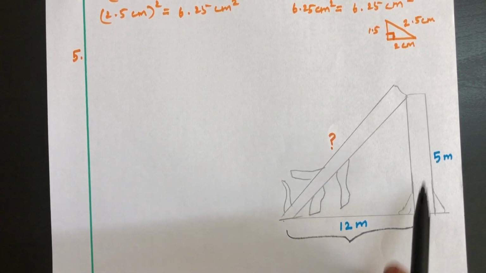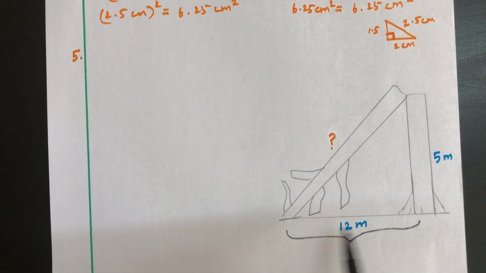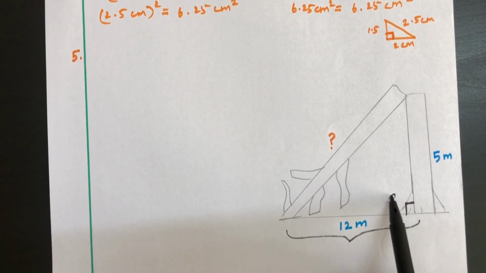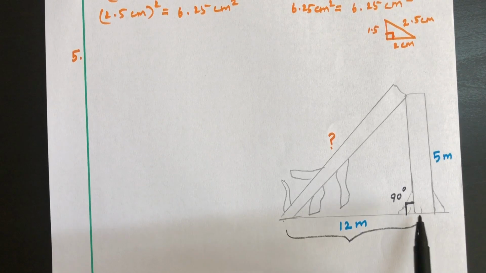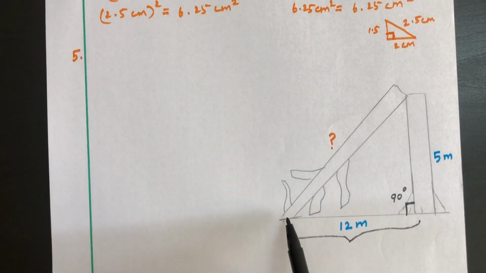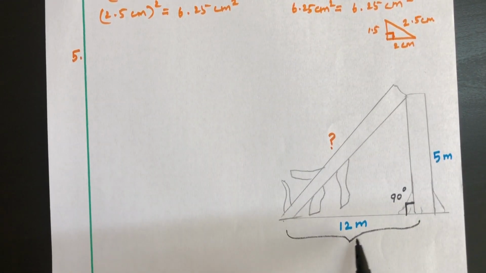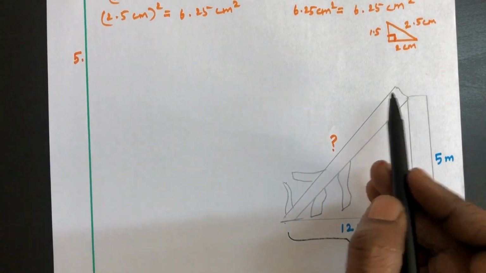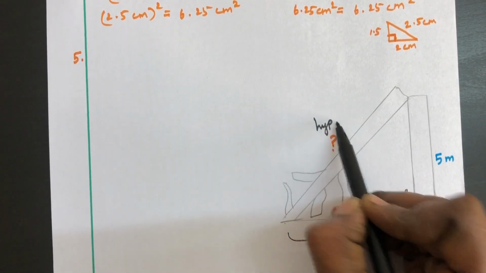See, a tree standing on the ground always forms a 90 degree angle here, right? So the Pythagoras theorem holds here also. So this must be the hypotenuse. These two are the other two sides of the right angled triangle. So what is the Pythagoras theorem telling? This is the hypotenuse side.